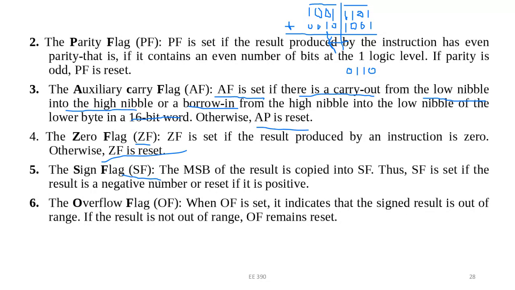Okay. Now about the sign flag. The sign flag actually looks at the MSB bit. I said that for a signed number, the MSB bit represents the sign. So the simple thing is, if the MSB bit is 1, then the sign flag is 1. So the MSB bit of the result is copied into the sign flag. That's it.